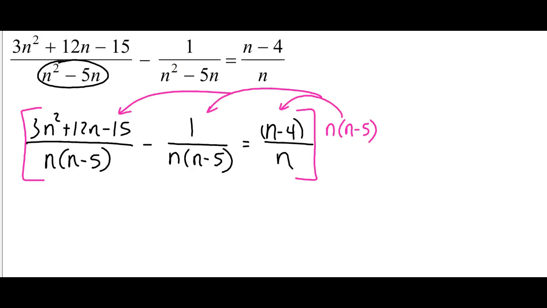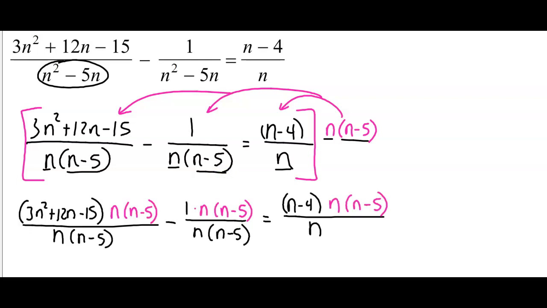Notice I'm going to multiply by both n and n minus 5 to cancel out the n's and the n minus 5's for each one. So let's go ahead and put those on the top of each fraction. All right, that's what that would look like. Next, these are going to cancel out, leaving me just with the 3n squared plus 12n minus 15. Next, these are going to cancel out, leaving me with just a 1. And then last of all, these are going to cancel out, leaving me with n minus 4 and n minus 5.